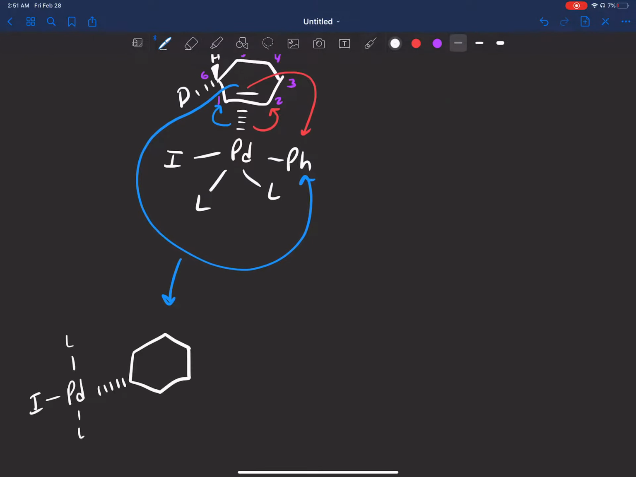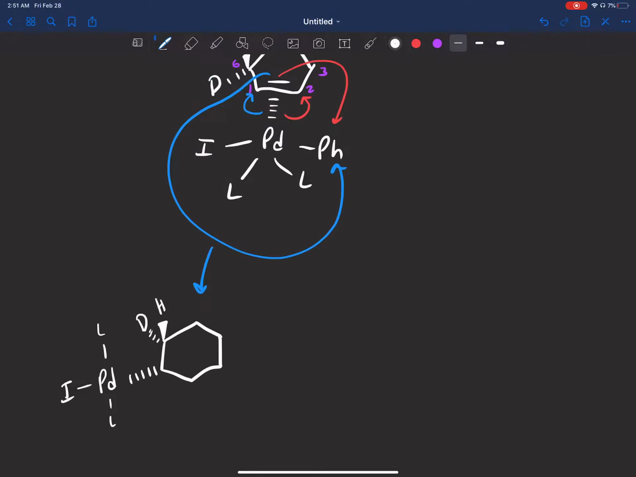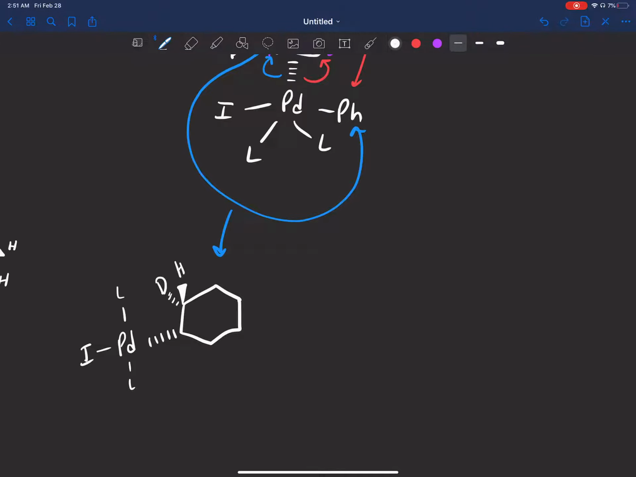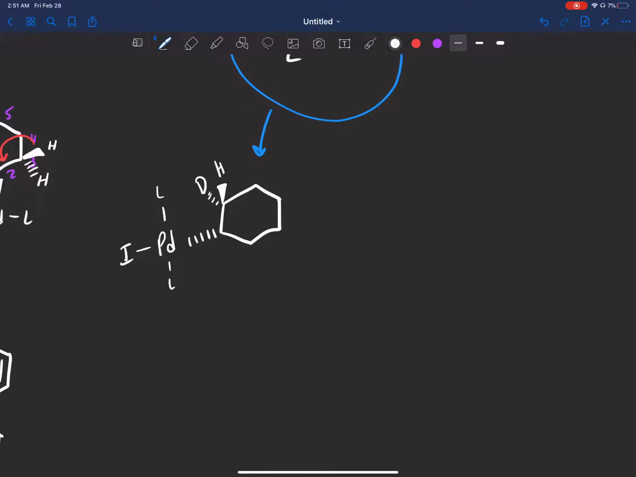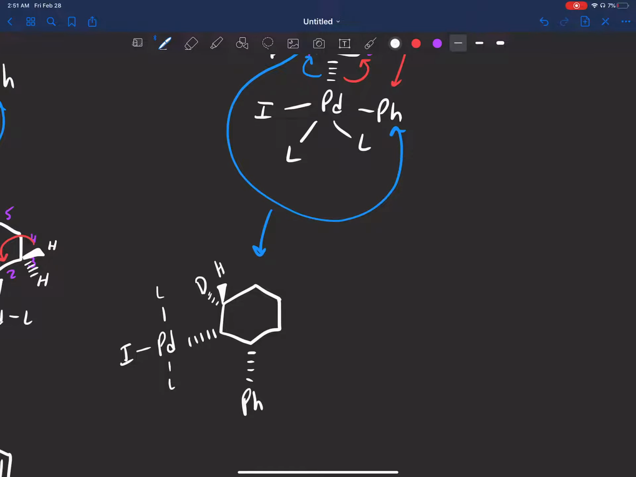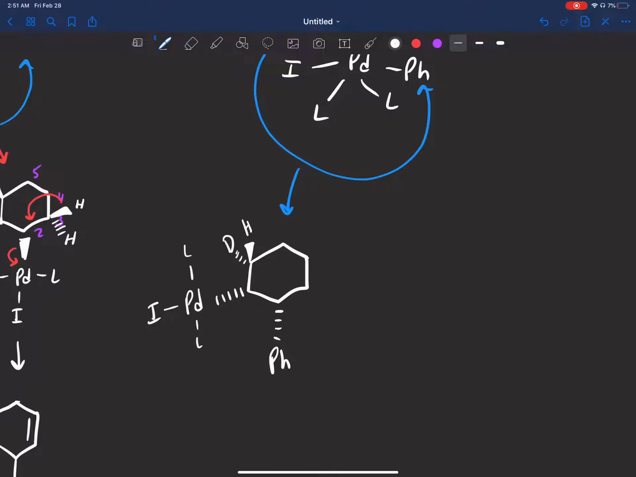Carbon 6 is right next to carbon 1. We have the hydrogen wedged and the deuterium dashed. And carbon 2 is our phenyl group. Remember, it's got to bind to the other carbon of the double bond. If carbon 1 is where my metal is, the other carbon is where the phenyl is. All right?